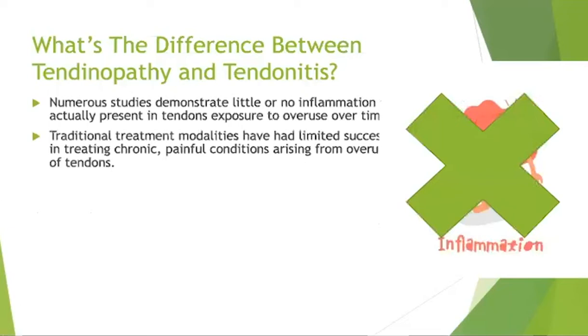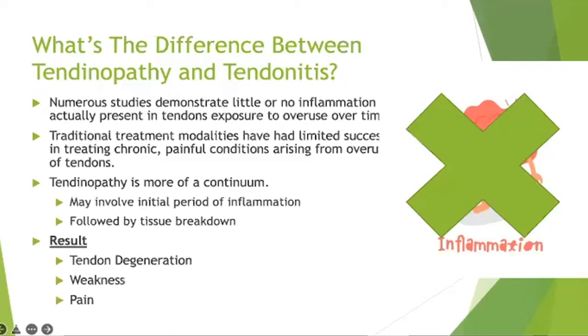Traditional treatment modalities have had limited success in treating chronic and painful conditions arising from overuse of tendons. Tendinopathy is more of a continuum. It may involve an initial period of inflammation, so there is some inflammation, followed by generalized tissue breakdown. Overall, the tendon gets weaker and functional load tolerance decreases, and there's an increase in pain. So this results in tendon degradation, weakness, and pain.